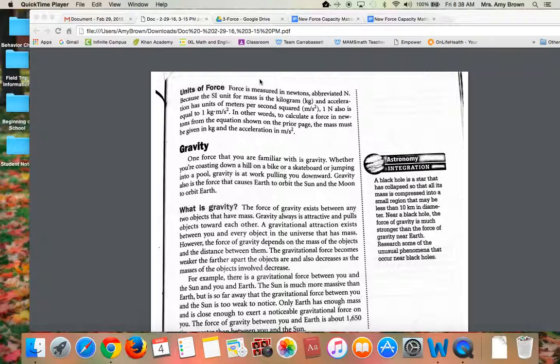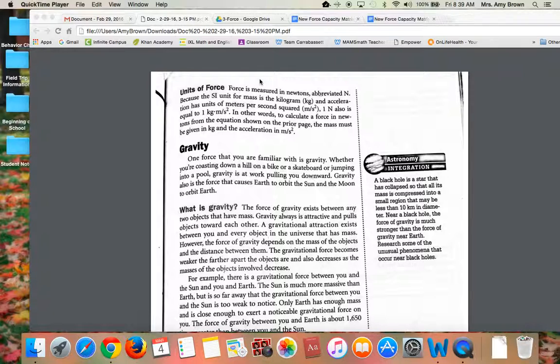Force is measured in newtons. It's abbreviated with a capital N because the SI, which is System International Unit for mass, is the kilogram, and acceleration has units of meters per second squared. 1 newton also is equal to 1 kilogram meter per second squared. We're not going to calculate a force in newtons from the equation shown on the prior page because we didn't read the prior page. It wasn't included in it.